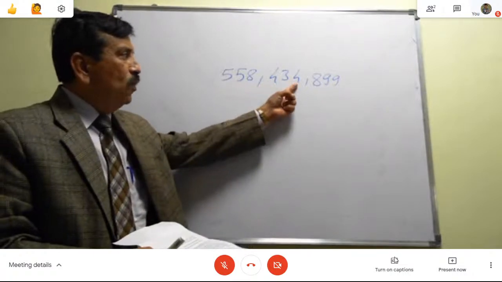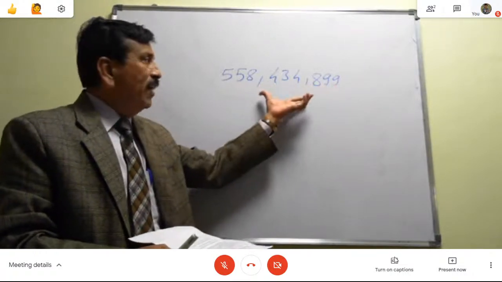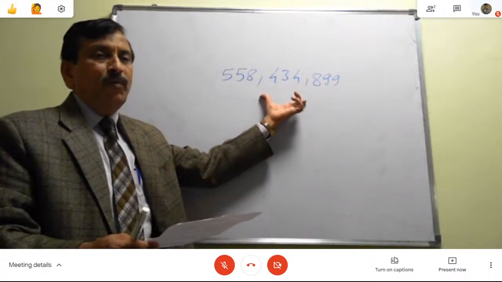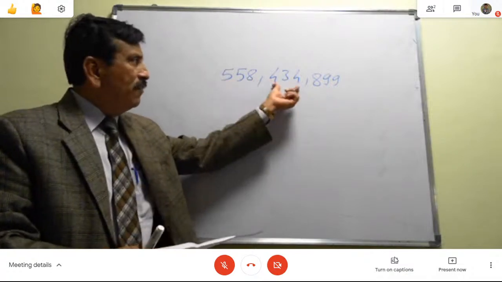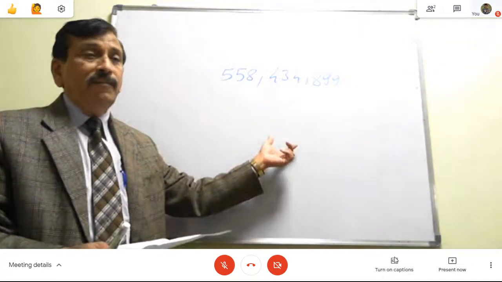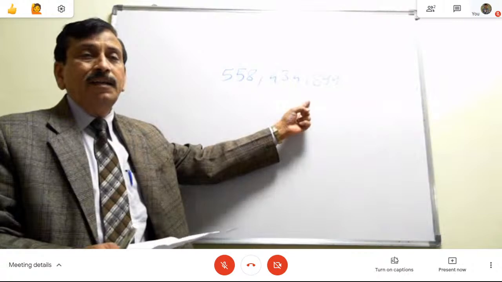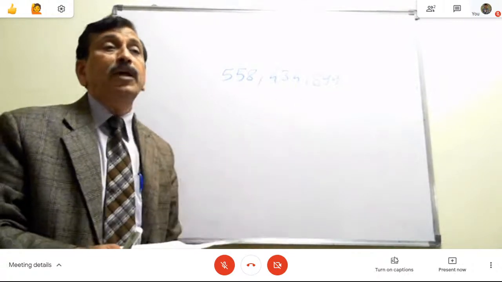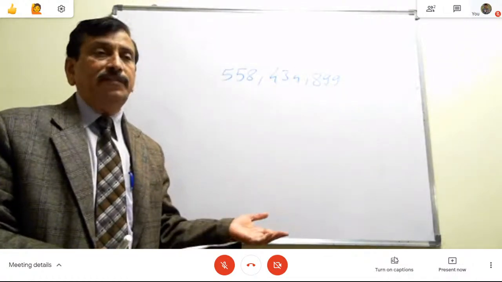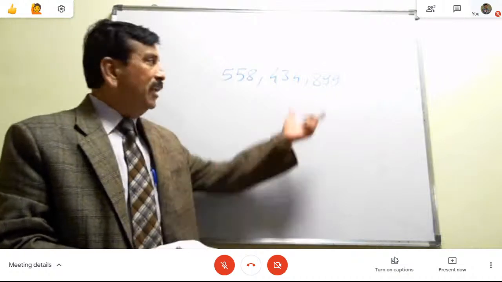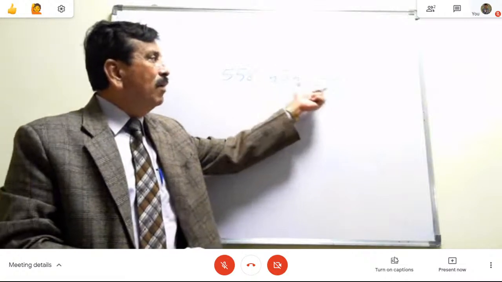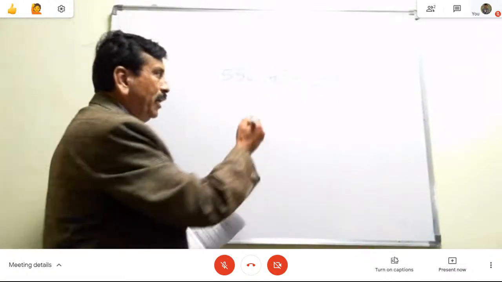558, 434, 899. We find the HCF of these, the highest common factor. How do we find the highest common factor? Factorize this, factorize this, factorize this, and find it out. But we realize that when the numbers are big, it is really difficult to factorize. So we can use the second method of obtaining HCF. What is the second method? Take any two of these numbers, and the bigger number we divide by the smaller number.